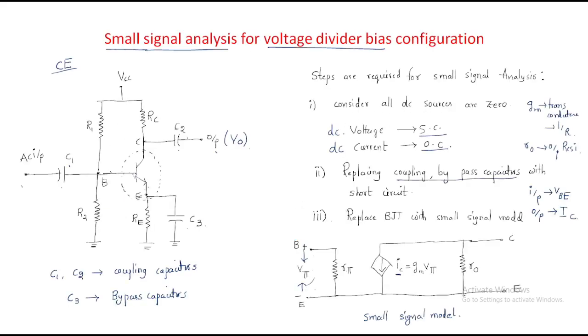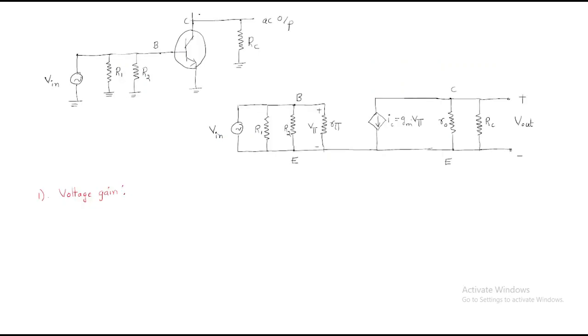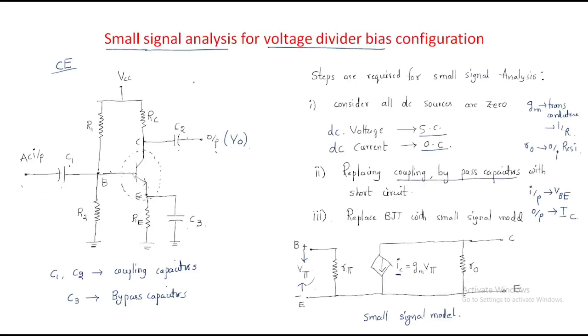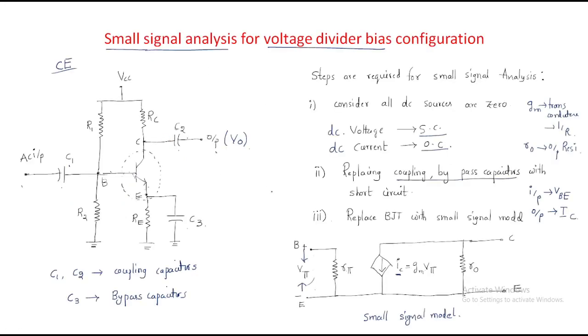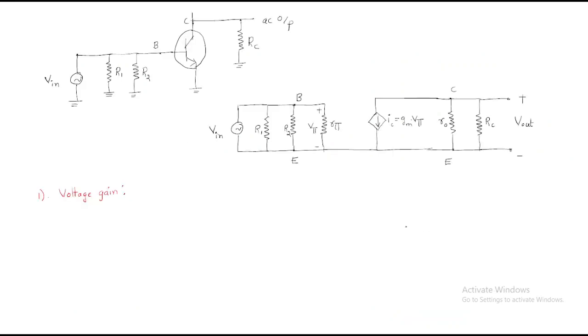Here we have a DC source, and that becomes zero. Second, replace coupling and bypass capacitors with short circuits. So we will remove all these capacitors. And third, replace the BJT with the small signal model. So finally, the small signal model diagram is like this.